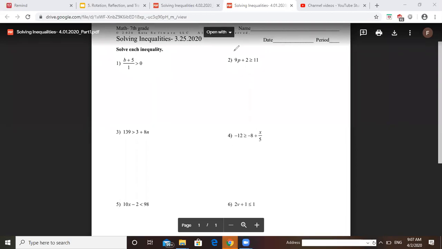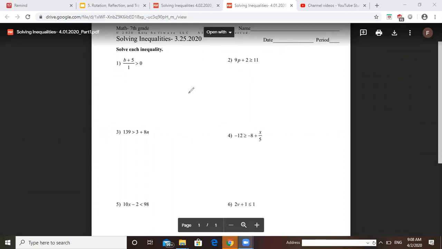So today we're going to be solving inequalities. Solving inequalities is the same thing as solving equations. You're basically just moving numbers and variables from one side to another. The only difference, however, is when you're multiplying or dividing by a negative number, you're just going to flip the sign. So if it was like this, you just flip it to this one.